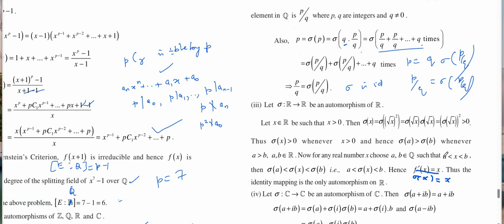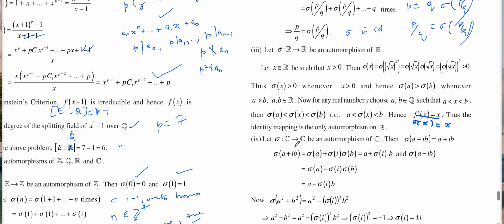So this gives a < x < b, and here we have this. From that we conclude that sigma of x equals x. So identity is the only automorphism on R also. Now we go to complex numbers.